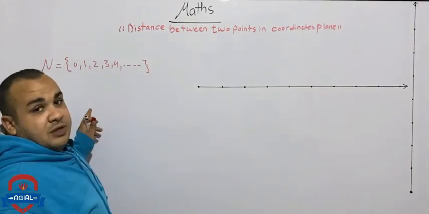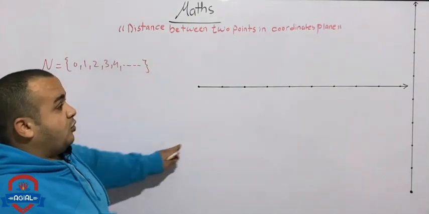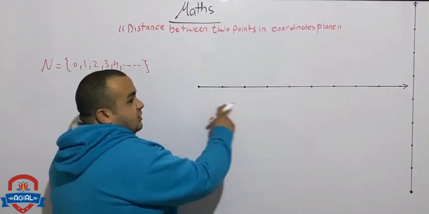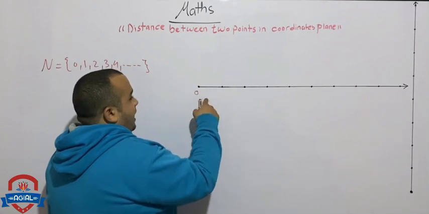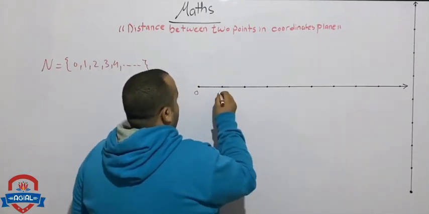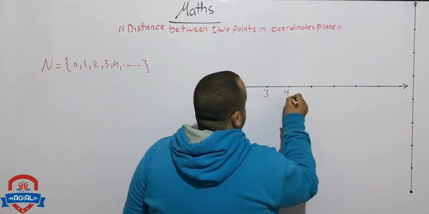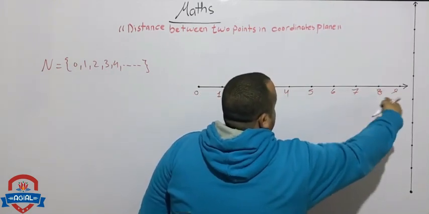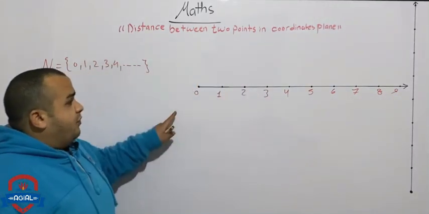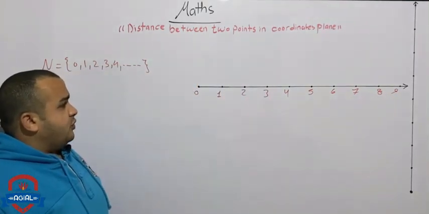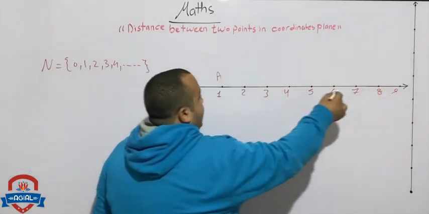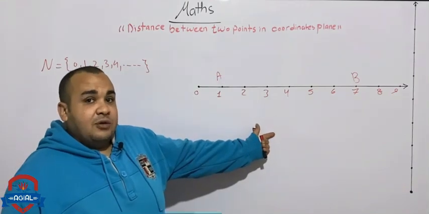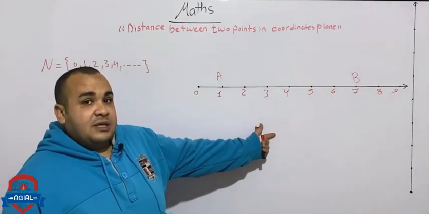So if we need to represent the set of natural numbers on a number line, we have to start from 0, in a horizontal array, starting from 0 and moving to the right 1, 2, 3, 4, 5, 6, 7, 8, 9 and so on. So if we need to find the distance between 2 points like A and B, we have to find the length of line segment AB.